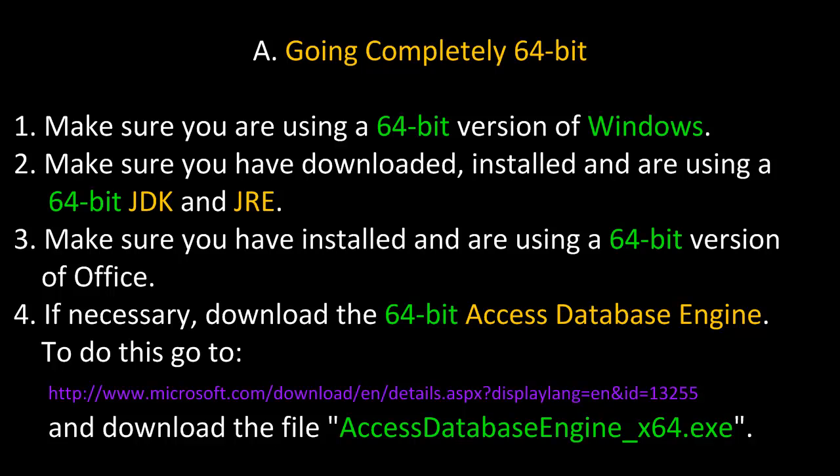4. If necessary, you might need to download the 64-bit Access Database Engine. You can simply Google for it to get it off Microsoft's site. I currently found it here at the link displayed in purple. And you want to download the file, and at this time it was called AccessDatabaseEngine_X64.exe.